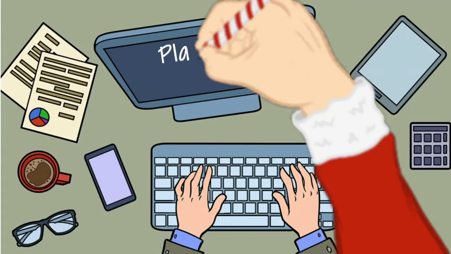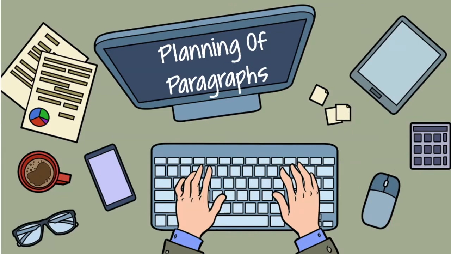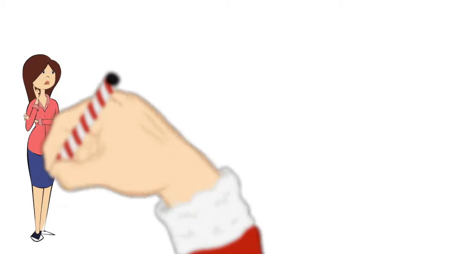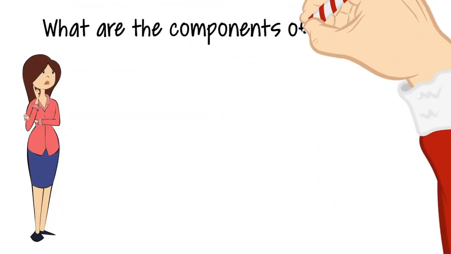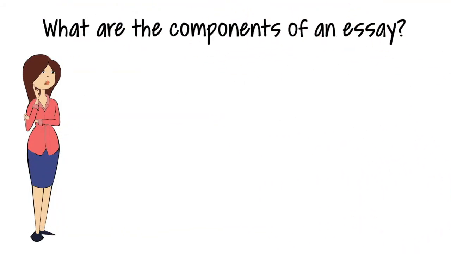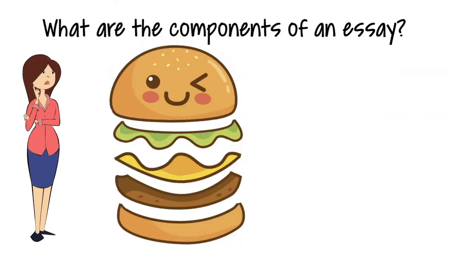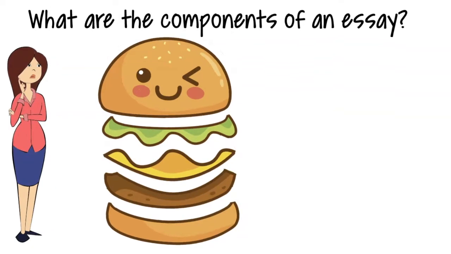Let's move on to the next section, planning of paragraphs. There are several components in an essay, so what are they? The key to writing a good essay is to plan it first. These components we can outline in the form of a hamburger. So, what do the parts of the hamburger mean?